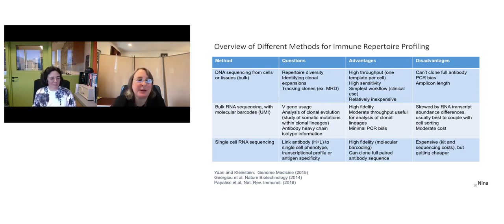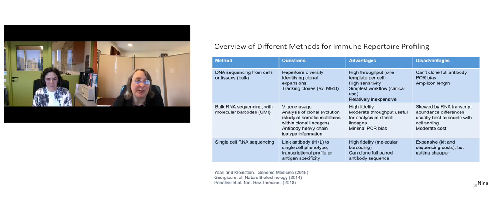Okay, yes, indeed. So just really quickly to recap some of what Encarnita just mentioned, there are a number of different methods for immune repertoire profiling. You can break them down into three broad classes: DNA sequencing from cells or tissues in bulk, RNA sequencing from cells or tissues in bulk, and you can do that with an added extra level of confidence using something called unique molecular indices or barcodes. And you can also do, of course, single cell sequencing, which is RNA-based. So there are different applications for these different methods. You can see in this table here the types of questions that can be answered with these different methods.